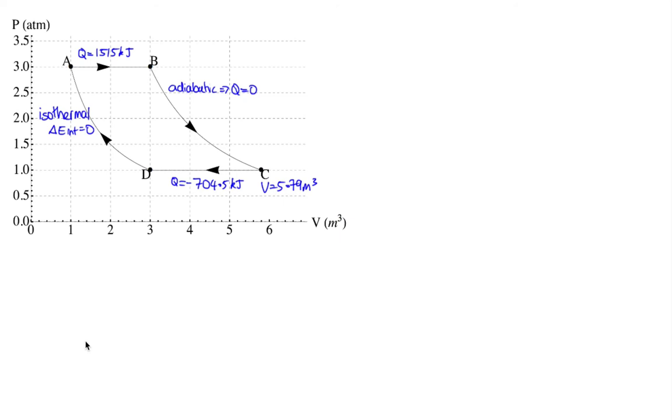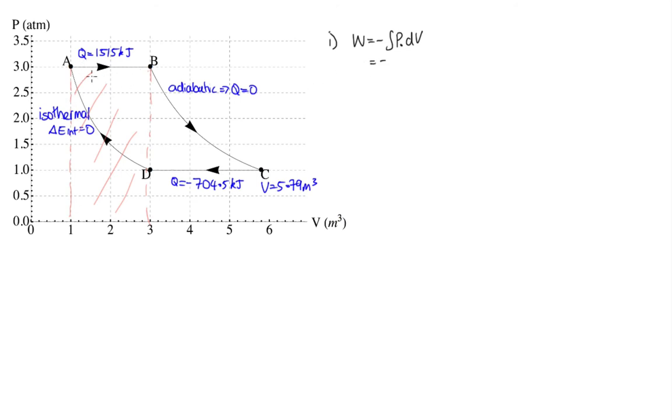Okay, looking at the questions, the first says calculate the work done as it goes from A to B. To do the work, remember we just need to find the area under the curve. That comes about because work is equal to minus the integral of P dV. In this case, P is just constant, so when we do the integral, we're just finding the area of a rectangle.